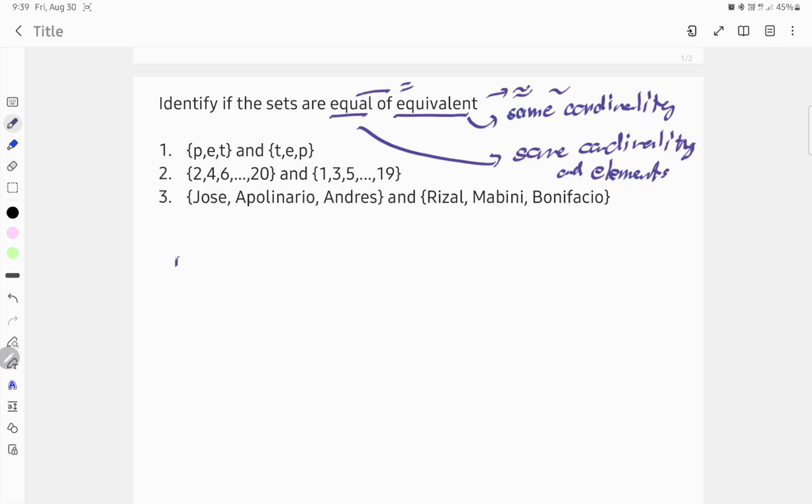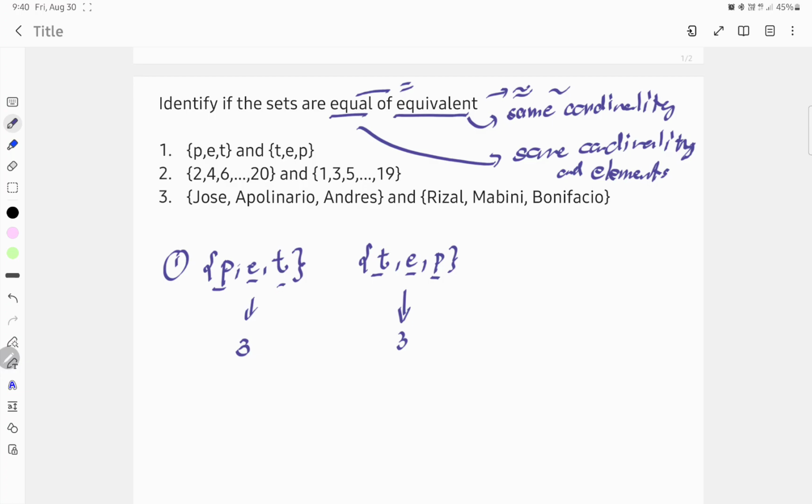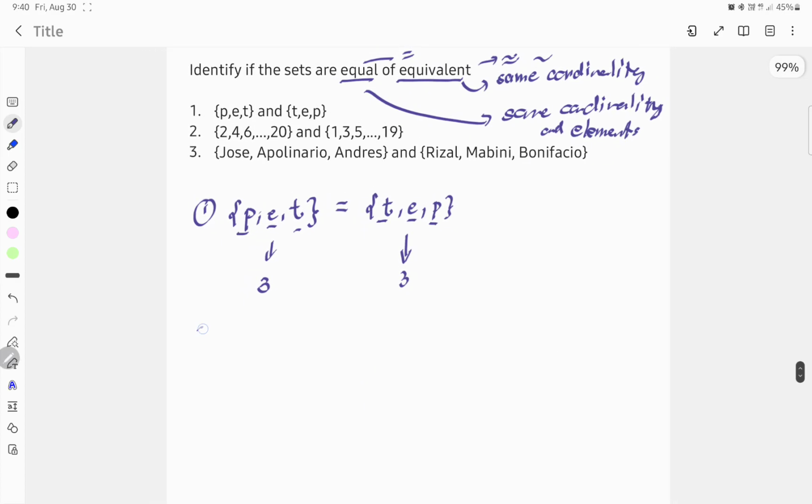Now, let's go on to number 1. We have the set PET and then TEP. You can analyze the cardinality of these sets. The cardinality is 3. Therefore, it is equivalent. However, as you can see, they are the same: P is there, E is there, T is there. Therefore, we could say that this is equal. So automatically, if it is equal, it's already equivalent.